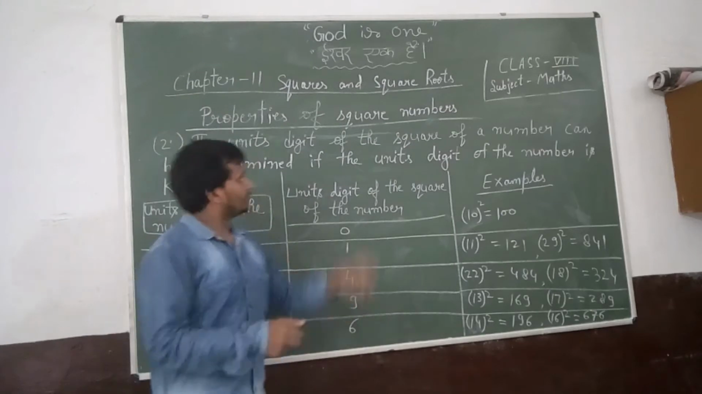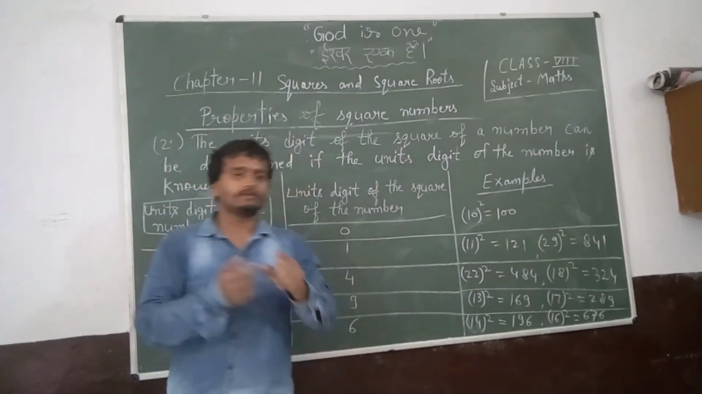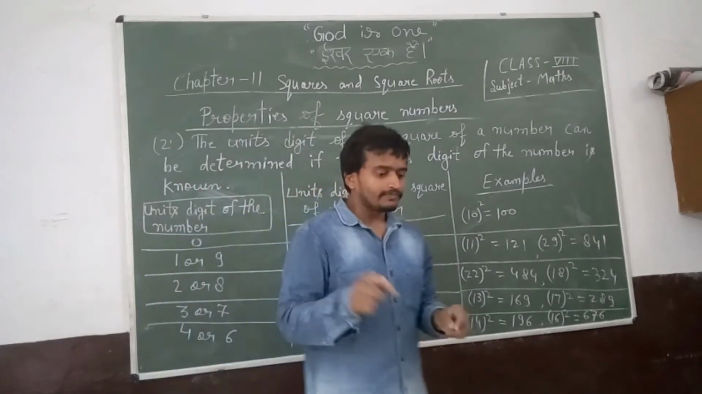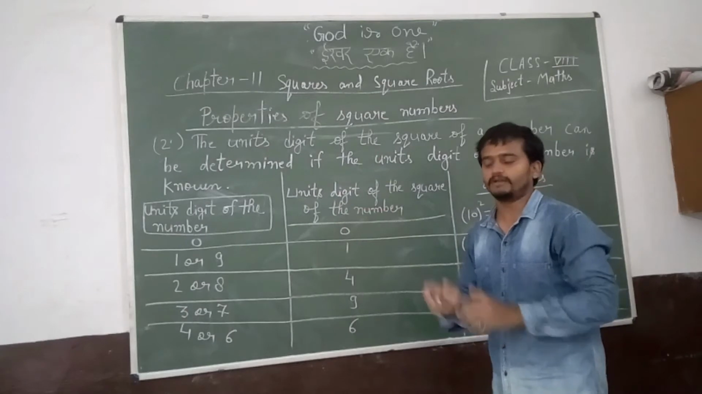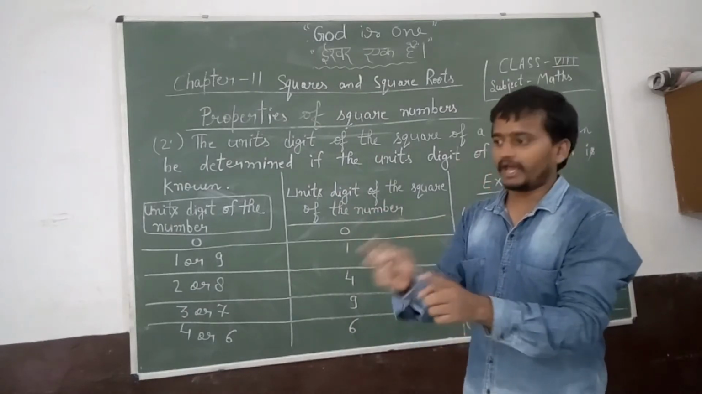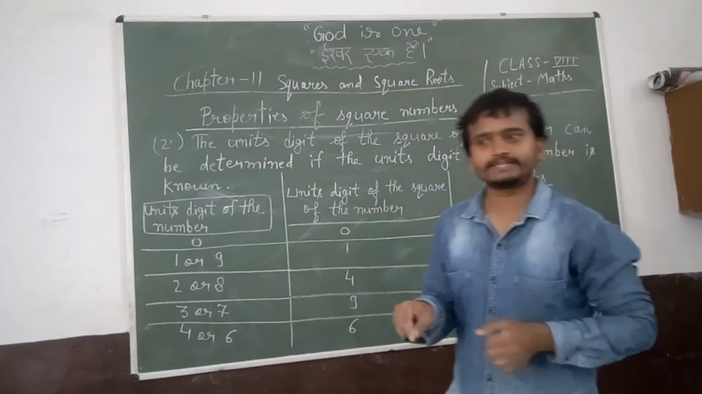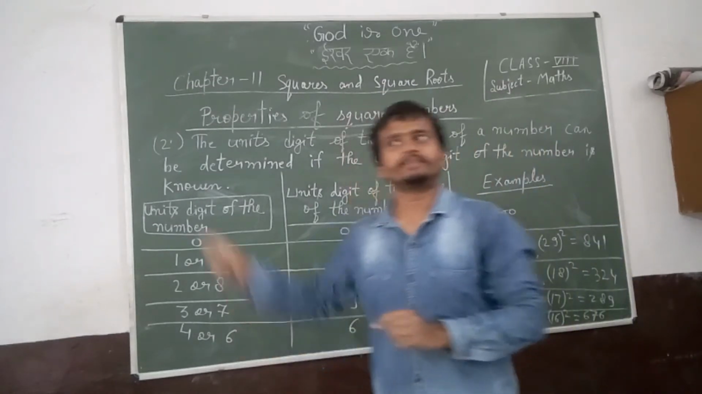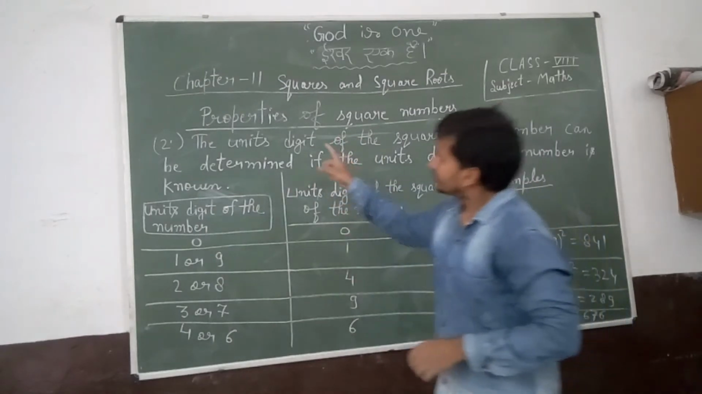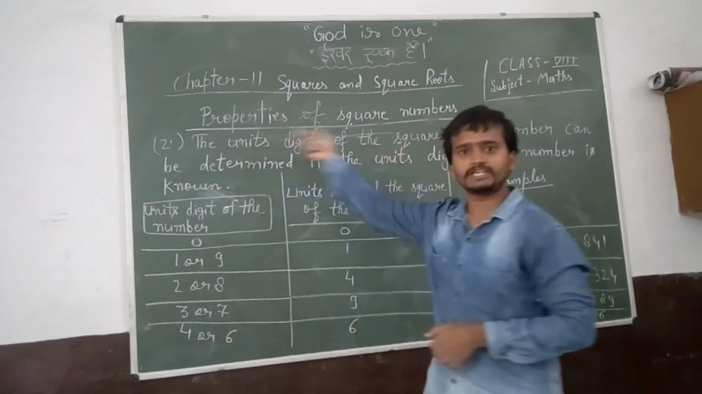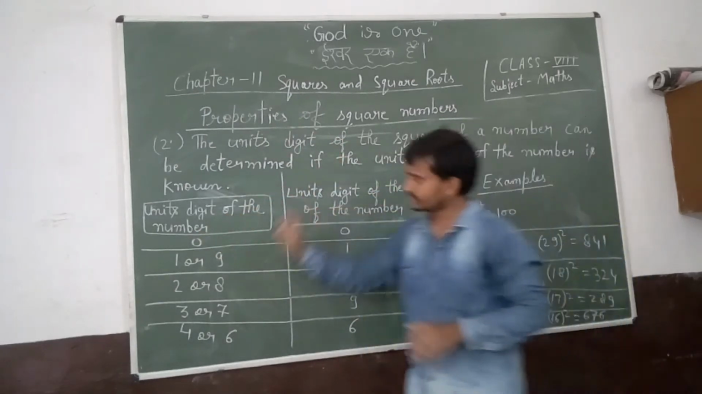Then with the help of this property, we can easily determine what will be the unit digit in the square of the given number. If a number is given and a question is asked, what will be the unit digit in the square of that number, then we can easily find it without calculation. This is the benefit of these properties. Let us see how it is possible.